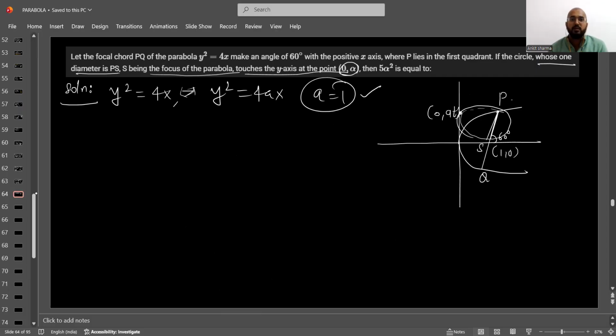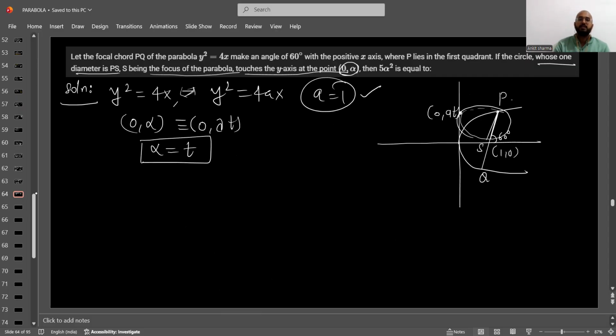So now I know that they have given here (0, alpha). So (0, alpha) I can equate with (0, 8a). So I get alpha is equal to 8a, and a is 1. So I get alpha is equal to simply 8t. That means I just want to find out what is this t here basically.